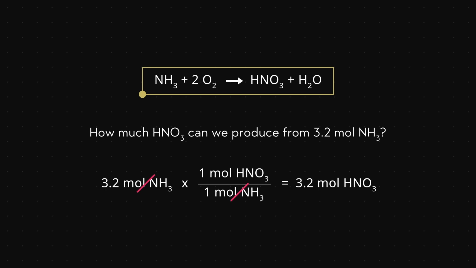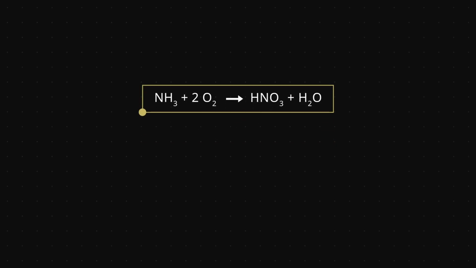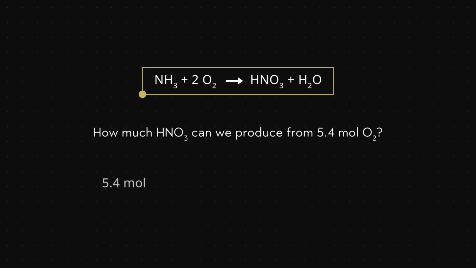Next, let's figure out how much nitric acid we can produce from the oxygen. Again, it takes 2 moles of oxygen to produce 1 mole of nitric acid. Let's do this one mathematically. We have 5.4 moles of oxygen as our starting material.